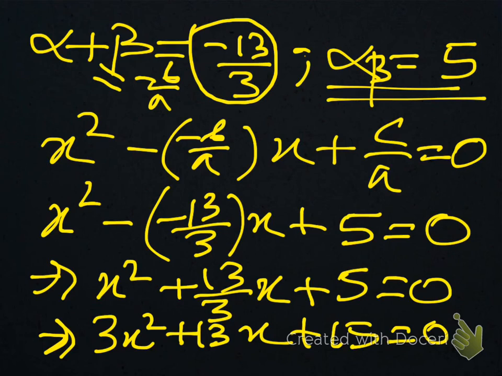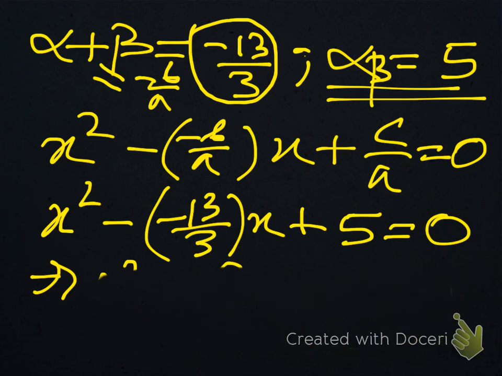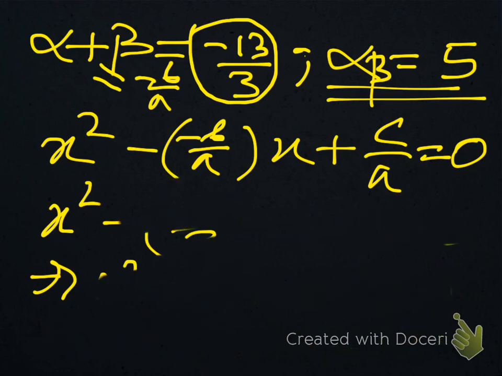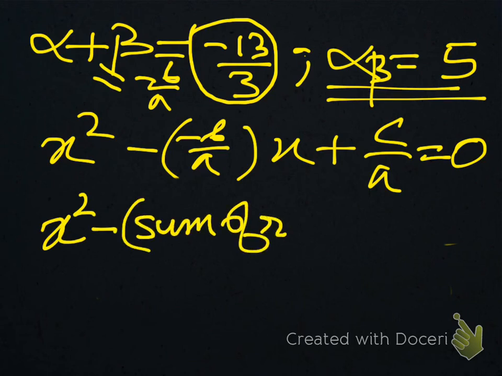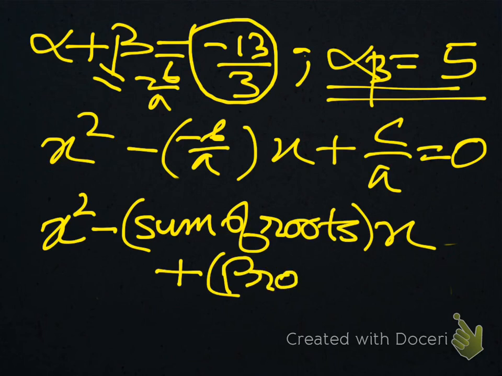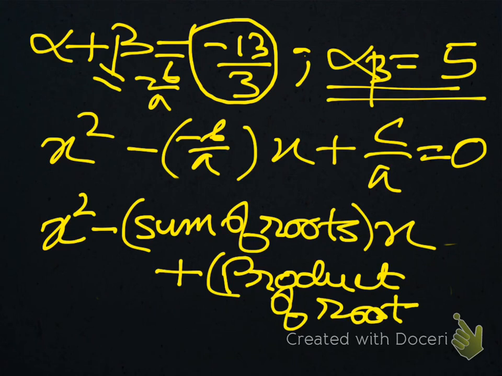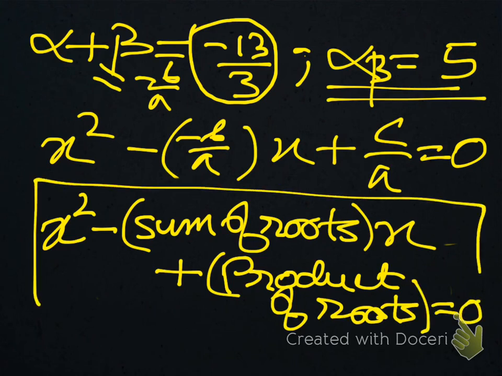Let me give you a general expression, not a formula, rather more like an expression, a general equation, whatever you want to call it. It is basically x squared minus the sum of roots of this equation into x plus the product of roots. So this is how we find out the quadratic equation whose sum and product of roots are given.